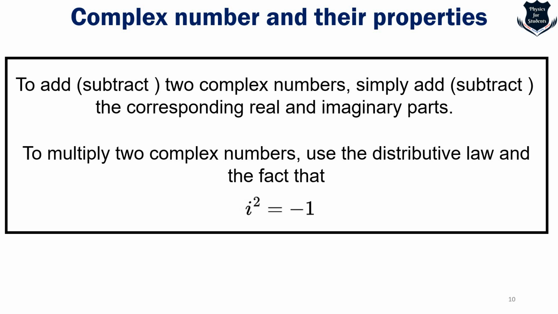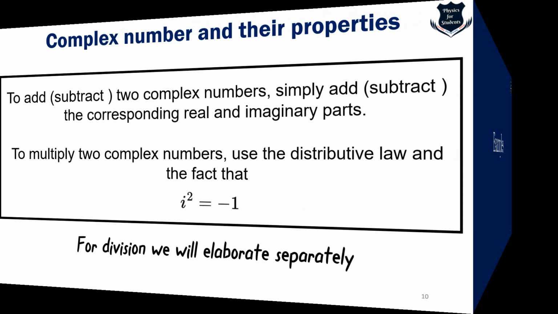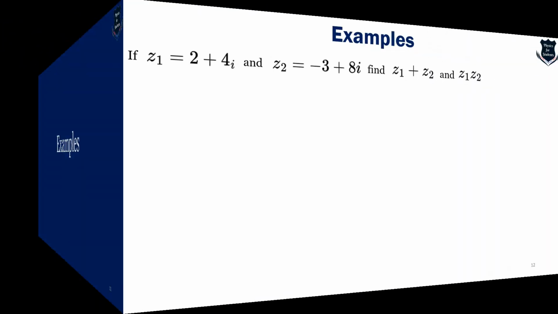And to multiply two complex numbers, we use the distributive law which we have just seen, because the fact is that i square equals -1. Now you might be thinking, what about division? Division I will be dealing with separately later, because division will require some amount of elaboration. Okay, let me show you some pretty quick examples. How do we do that?